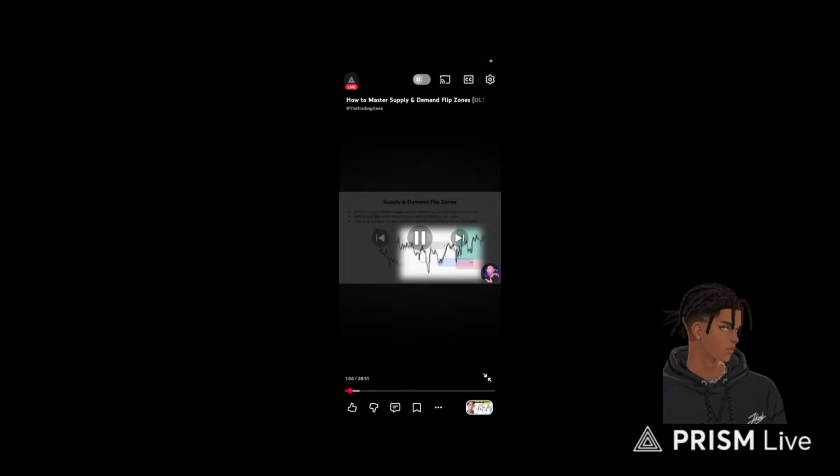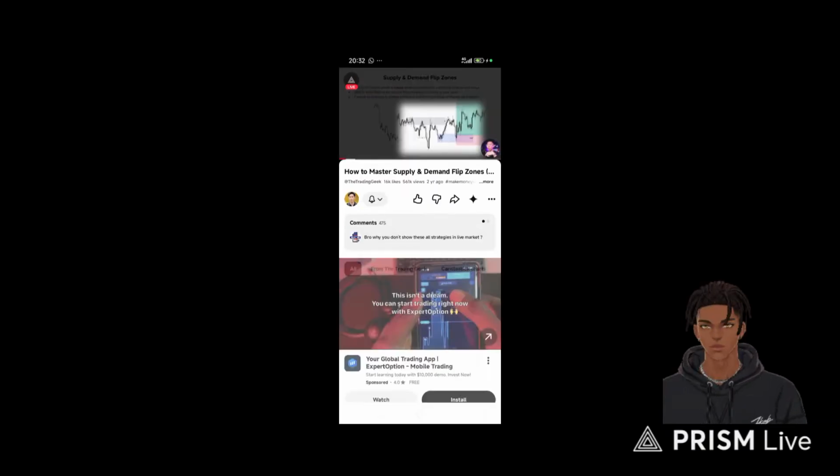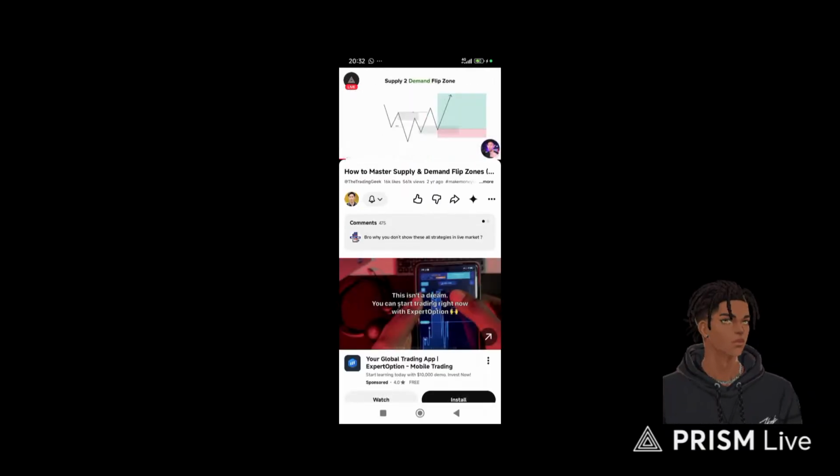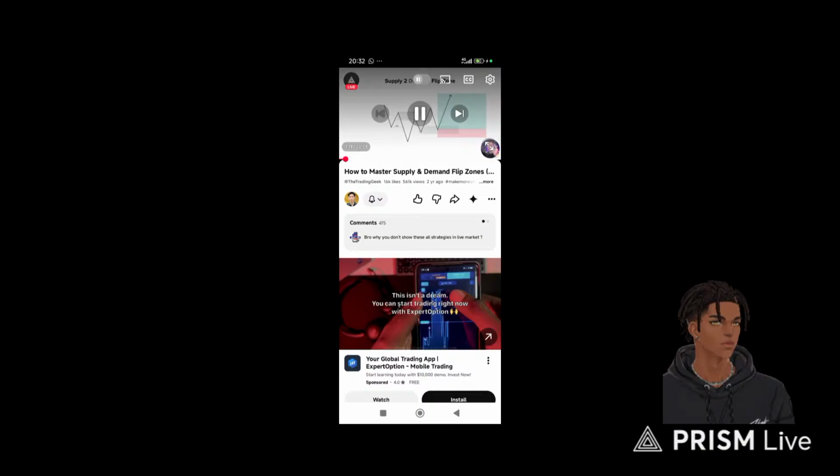So these supply and demand flip zones tell us that price is going to reverse right now, from a downtrend to an uptrend, or an uptrend to a downtrend. There are basically two types of flip zones. The first one is your supply to demand flip.